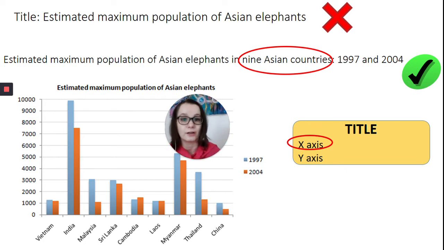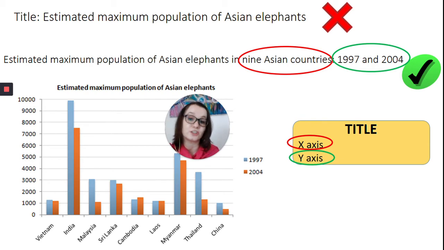Then also you have these years, which are basically the information from the y-axis. All right, so yeah, that's the thing about the title. And remember, we don't write a full stop in a title, and we don't write brackets or quotation marks. It should look exactly like this, and you make the first word start with a capital letter.